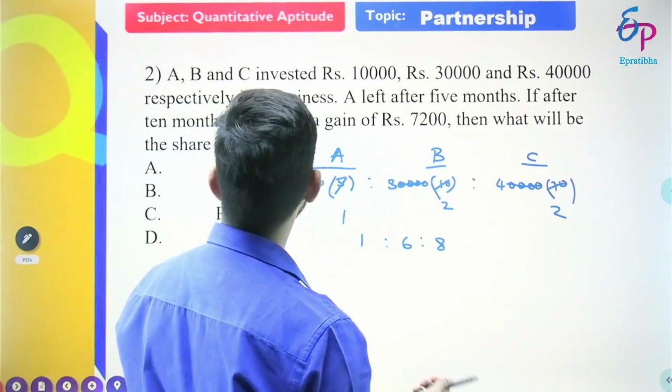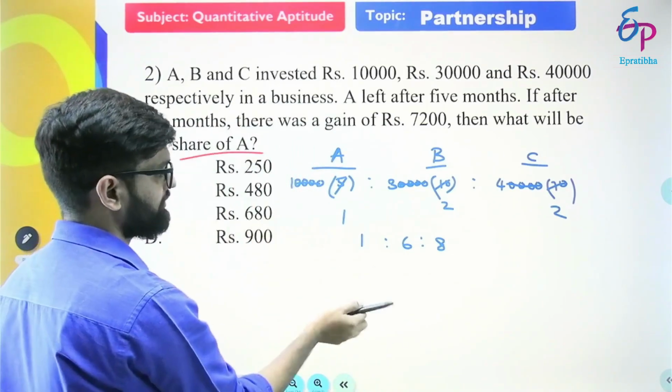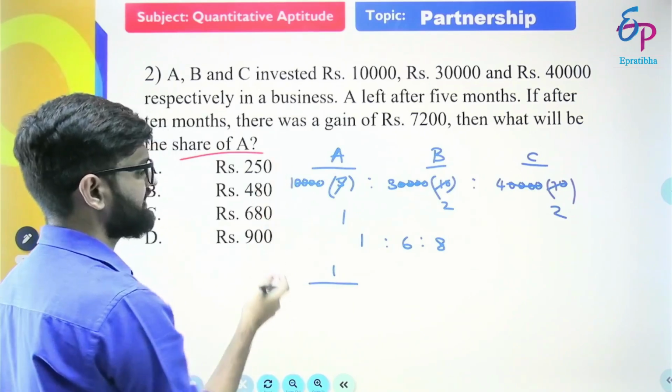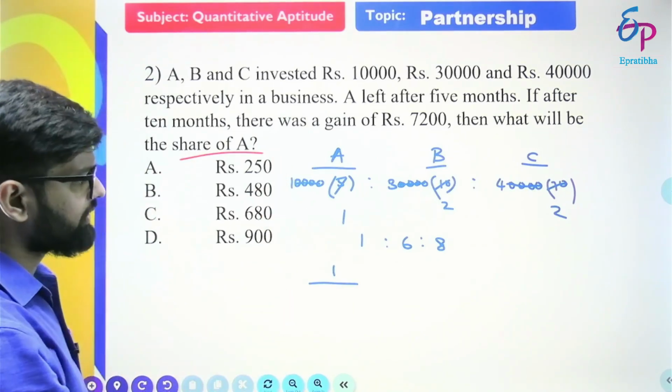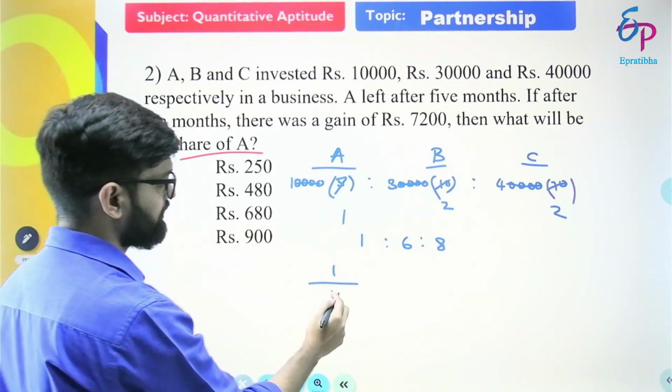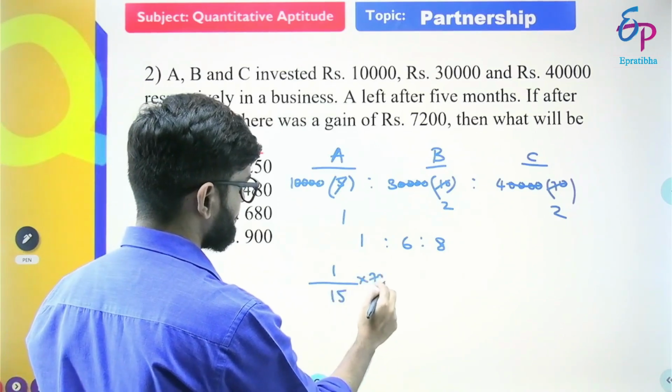Now what will be the share of A? A's value will be only one part. That's why he is getting so much less. One part out of how much? This is 14 and this is 15 into 7200.